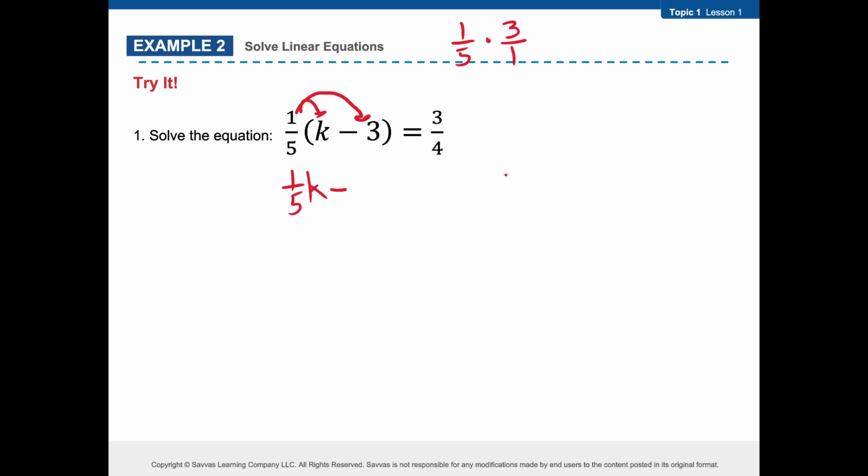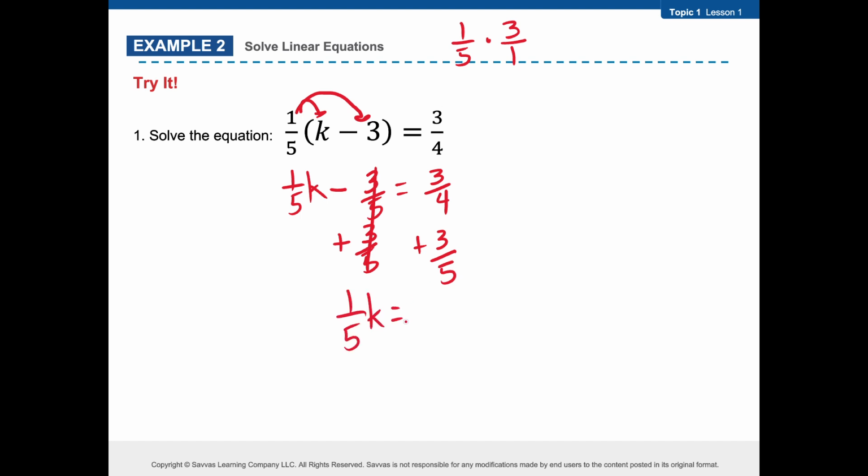Put a 1 over 3 to make it a fraction. Nothing to simplify here. 1 times 3, 3. 5 times 1, 5. There are no like terms on the same side. So to isolate the k, get rid of negative 3 over 5 by adding 3 over 5 to both sides.